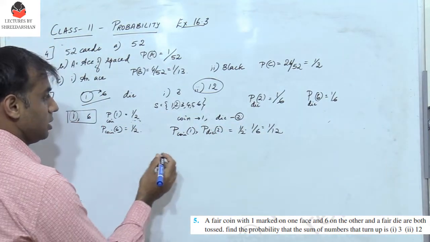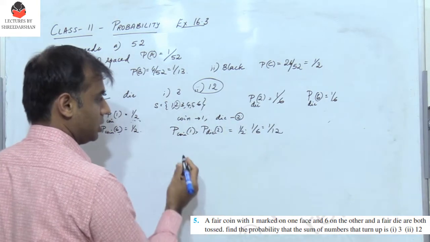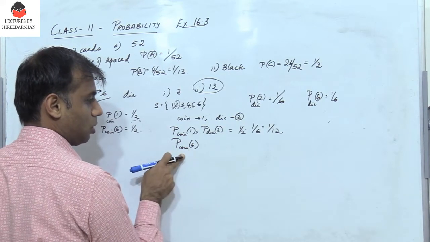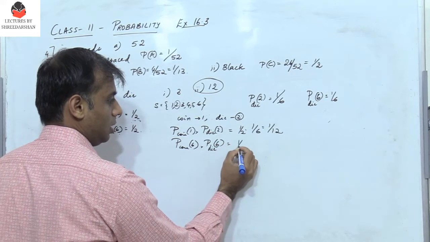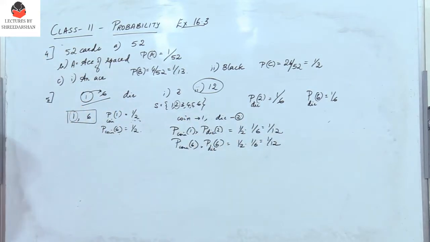So therefore here I need to get 12. That means I need to get 6 on the coin and 6 on the die. So I multiply the probabilities. Probability of getting a 6 on the coin into probability of getting a 6 on a die. It is 1 by 2 into 1 by 6. Again the probability is 1 by 12.